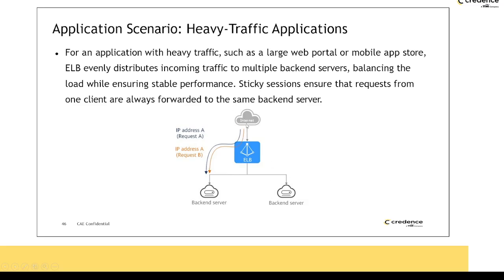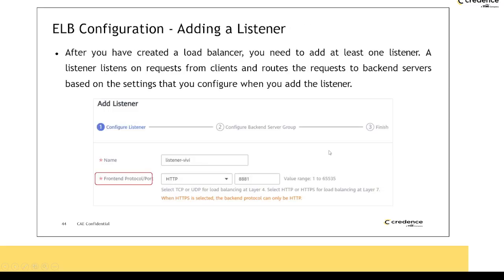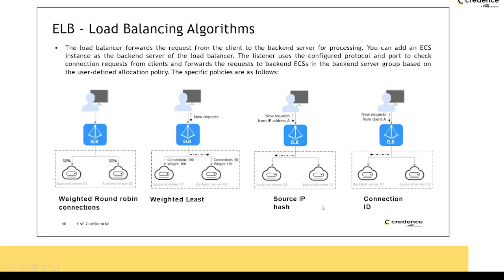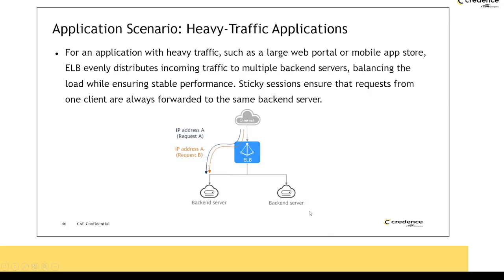So let's say you use this algorithm, source IP hash. So if the request is for A or for B, it will go based on the performance, based on the request of the client.